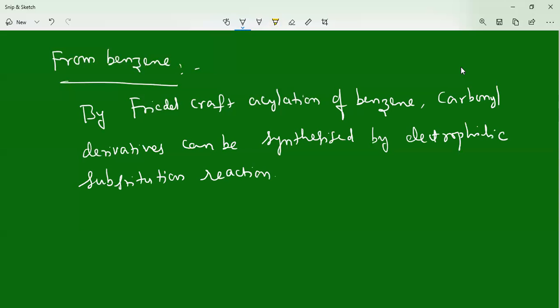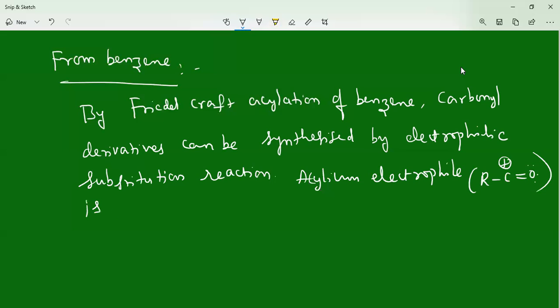In this one, the electrophile obtained is called the acylium electrophile, which is nothing but RC+=O. This one is formed during the mechanism.